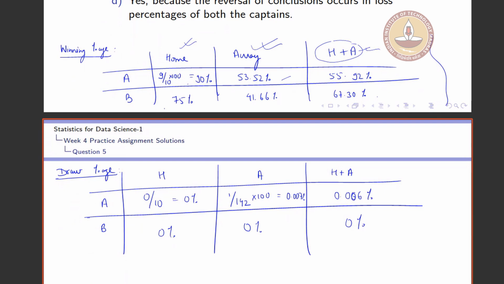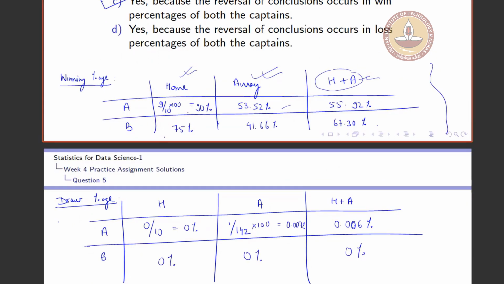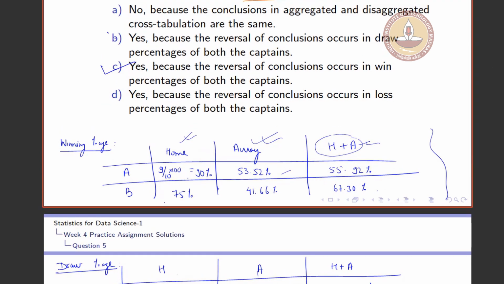Now let's look at the draw percentage. We cannot conclude anything from draw percentage, whether it illustrates a Simpson's paradox or not, because for Captain A and Captain B in home ODI matches it's 0%. In away ODI cricket, the draw percentage for Captain A is more than Captain B, and in home plus away matches, again the draw percentage appears to be more for Captain A. So we cannot say in this case that there is a reversal of conclusion in aggregated and disaggregated data. So option B will not be correct.